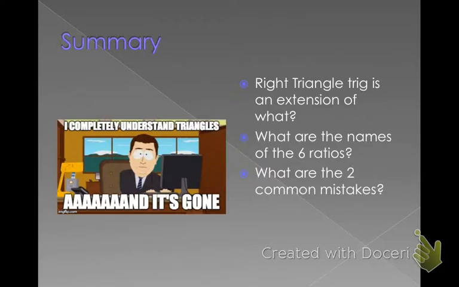Don't forget to summarize, perhaps explaining what right triangle trigonometry is an extension of, what are the names of the 6 ratios, and maybe mentioning the 2 common mistakes.